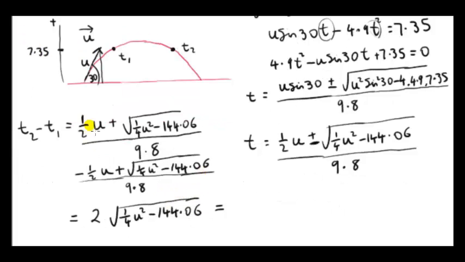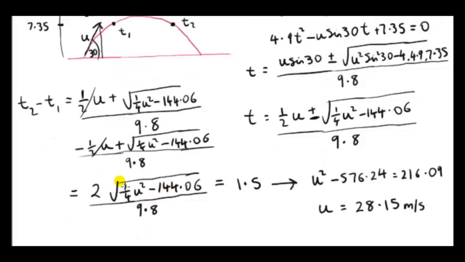So these terms cancel out. Half u over 9.8 minus a half u over 9.8, and we add the two square root terms. Of course we still have the 9.8 denominator. So we set this equal to 1.5, that's what we're given. Multiply both sides by 9.8, square both sides, and solve for u.